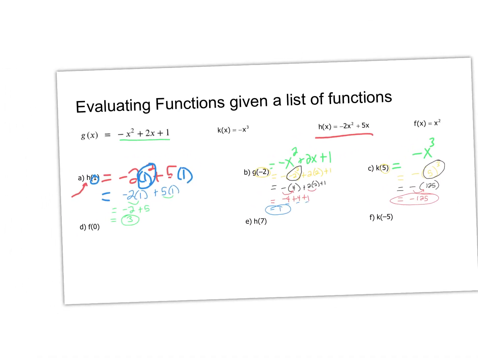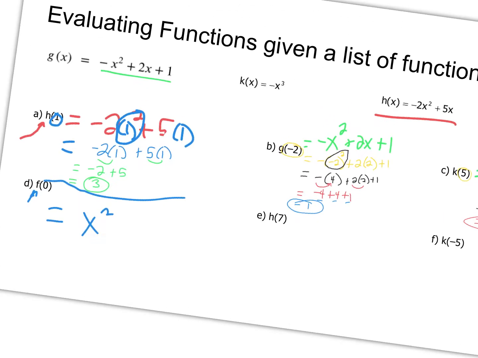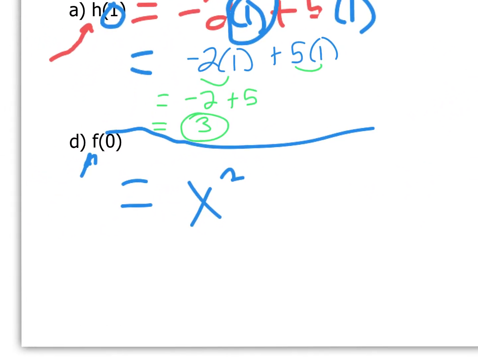Alright, let's look at the next one. First thing we do, let's identify our function. This time we're using the f function down here. So the f function is x squared. Okay, so now we're going to put 0 in for the x. So we're going to have 0 being squared, and we all know 0 squared is just 0. So f of 0 is 0.